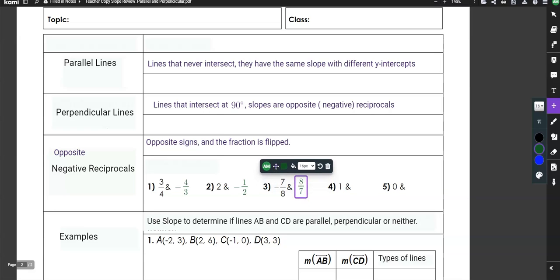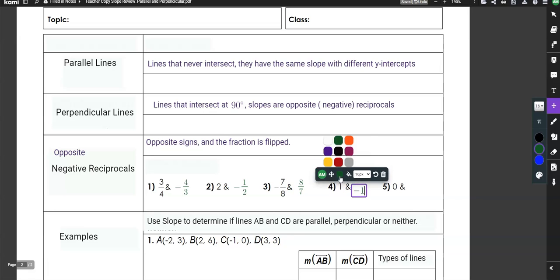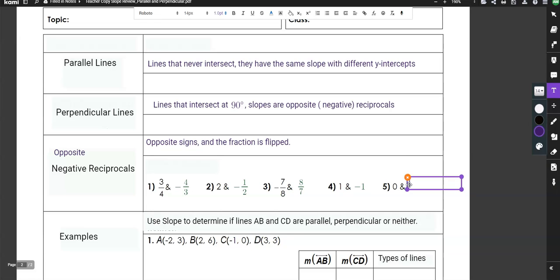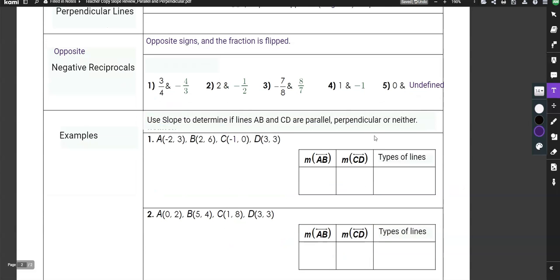-7/8 becomes 8/7. Now 1/1 becomes -1/1 or -1. 1 is the only number in which both the original slope and the opposite reciprocal are going to be integers. Otherwise, it's usually another rational number. And 0/1, if we flip that, it becomes undefined, because again, we cannot divide by 0. So undefined. So we're going to use that information to determine if the lines are parallel, perpendicular, or neither.